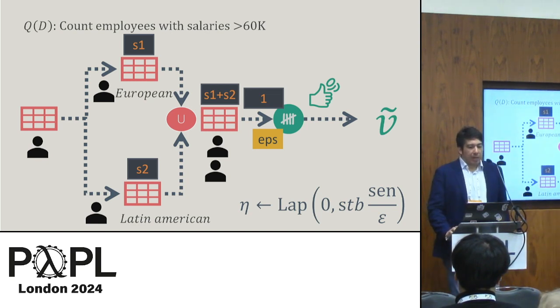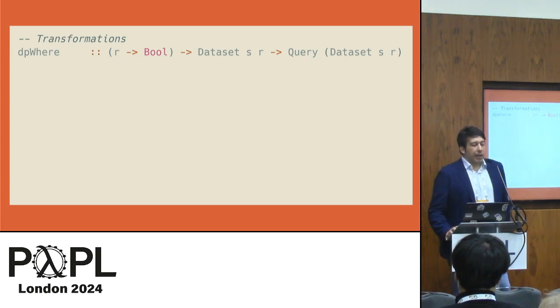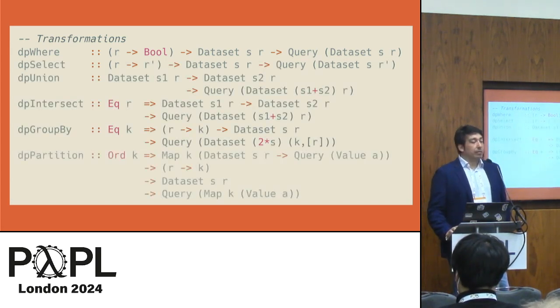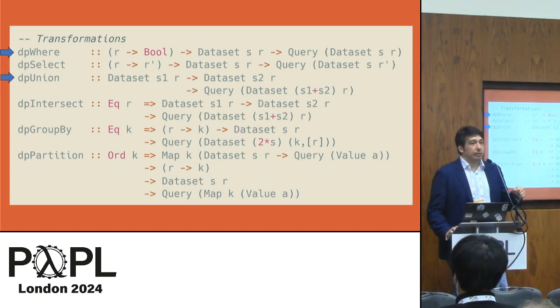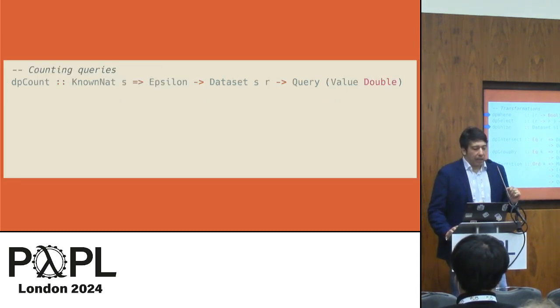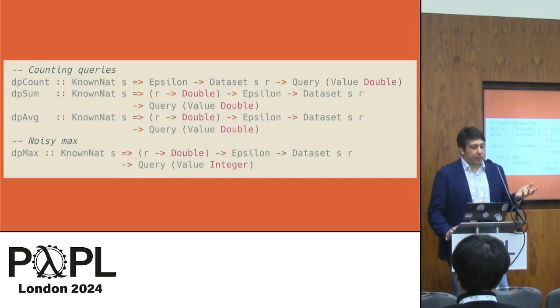Okay? All right. And here you can see the rest of the transformations, and we play with where and union, and you can see union there, and how it's using type level numbers to keep track of the stability. Right? And you have DP count here, sum, averages, and maximum. Right? The rest of the API, and that's it. There is no more. Okay.